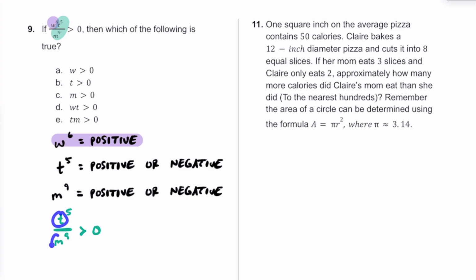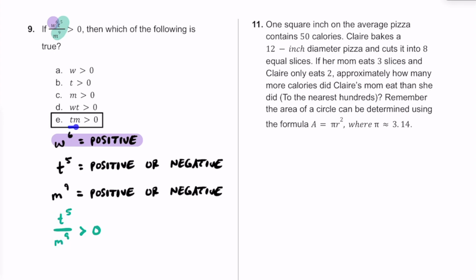If t was negative and m was positive, this wouldn't be true because we would get a negative. If t is positive and m is negative, it also wouldn't be true. However, if t and m are both negative, then a negative divided by a negative will be positive. That would work. Or if t and m were both positive, that would work just because a positive divided by a positive is also going to be positive. Now, the rules for dividing and the rules for multiplying for integers are the same. So if we know that both of these have to either be negative or both have to be positive, then we know that E has to be our answer here.